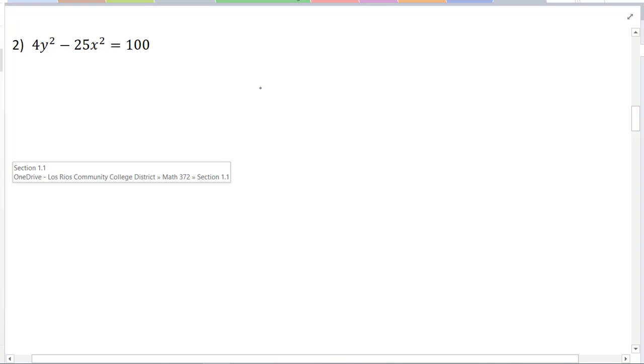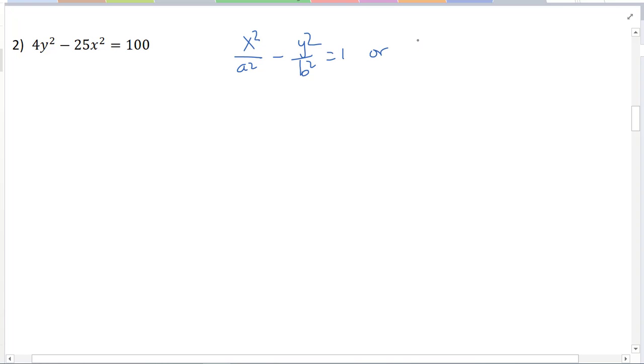Hey everybody, this is part 2 of our hyperbolas video. So I'm going to continue with the second example. And remember, we want to put the hyperbola in the form x squared over a squared minus y squared over b squared equals 1, or in the form y squared over a squared minus x squared over b squared equals 1, so that we can identify what our transverse axis is.